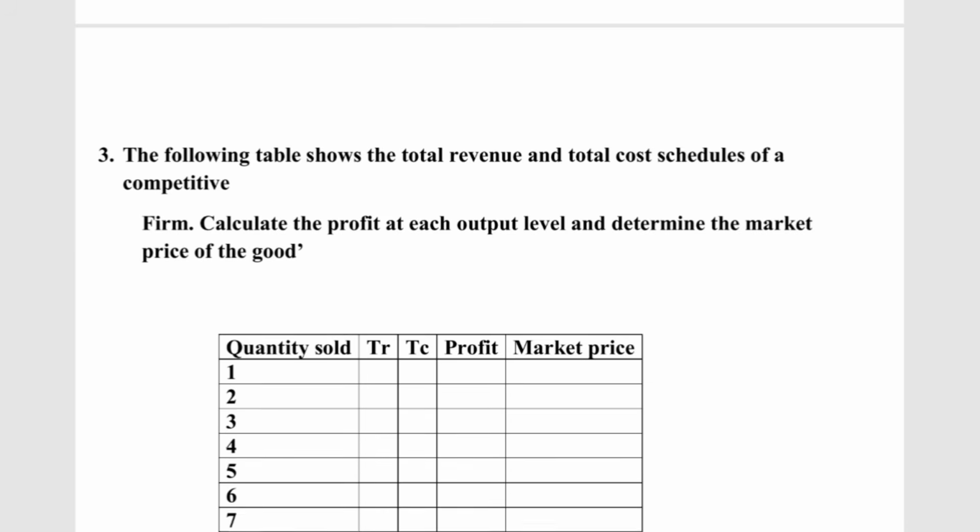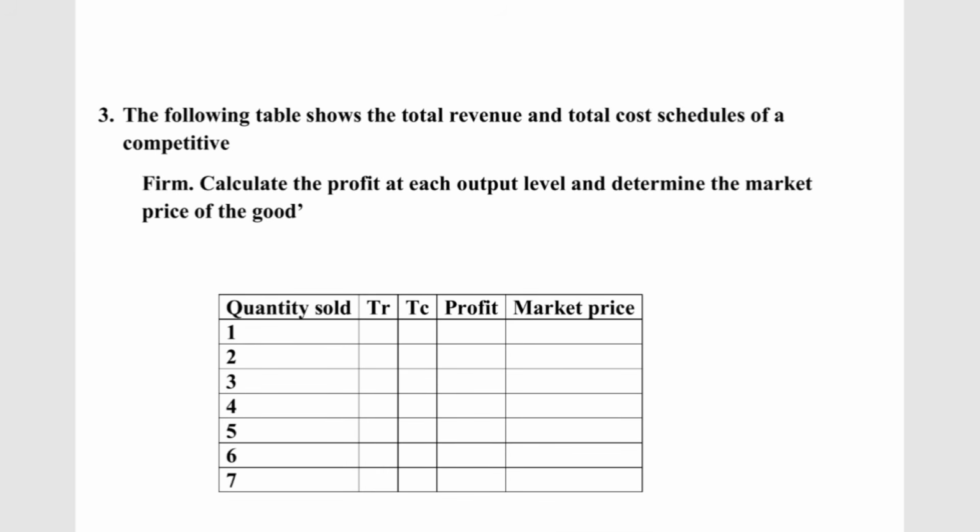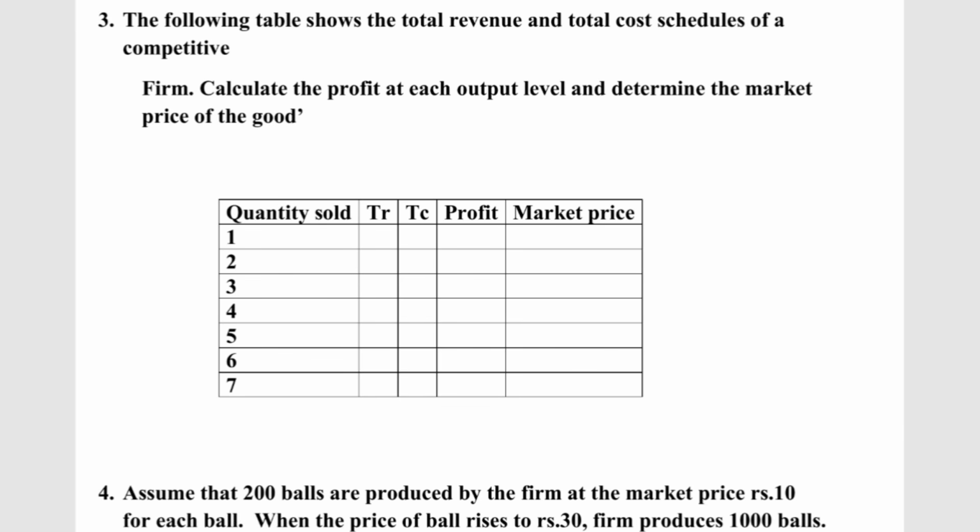The next question which I have taken for the problematic is: the following table shows the total revenue and total cost schedule of a competitive firm. Calculate the profit at each output level and determine the market price of a good. They will give quantity sold, TR, TC, profit, market price. If you want to get the profit, we need to subtract TC from TR, then we will get the profit.